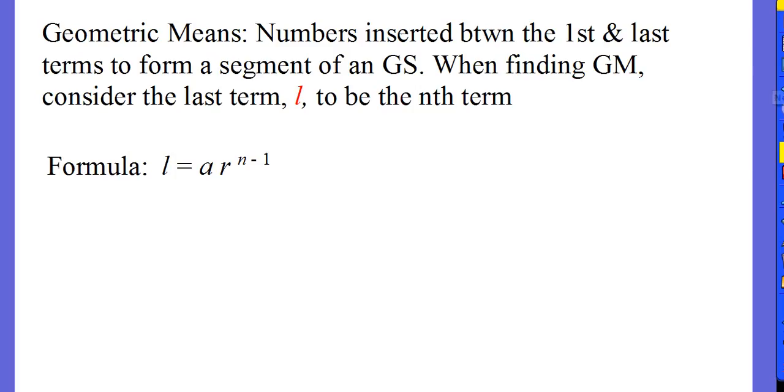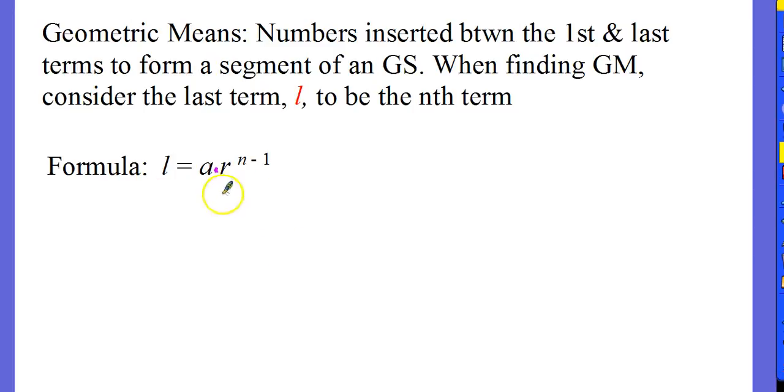Okay, let's talk about geometric means really quickly. Geometric means are very similar to arithmetic means, and you go about the same process to find them. They're just numbers that you insert between some numbers in a sequence. So you're going to set it between a first and a last number in a segment. And so the formula is pretty similar to the one we just looked at. The only thing that's different is we're going to consider the last term to be L instead of A sub n.